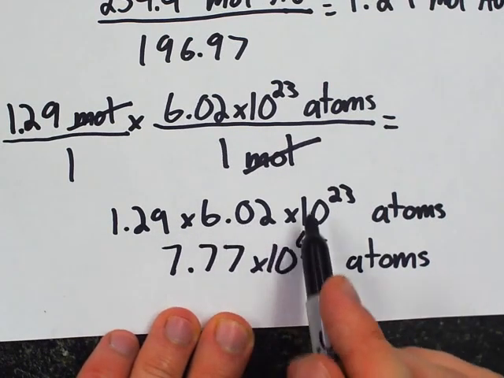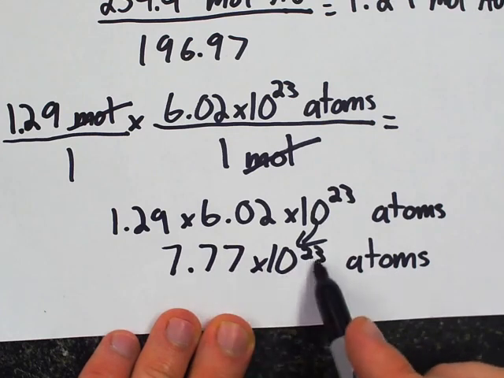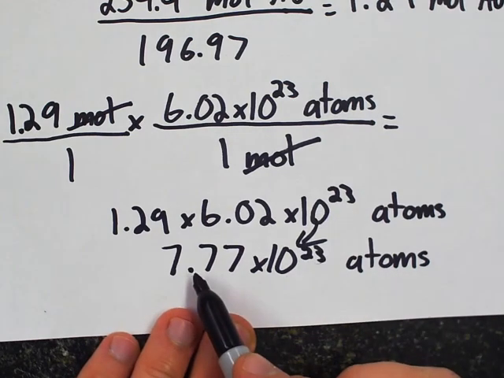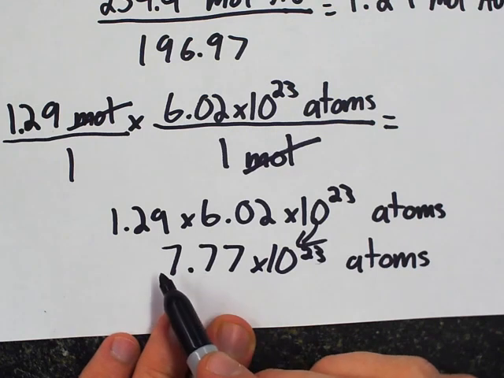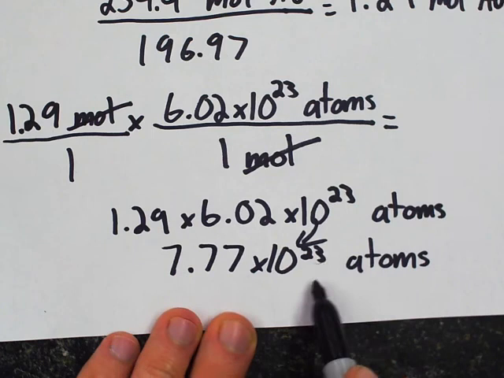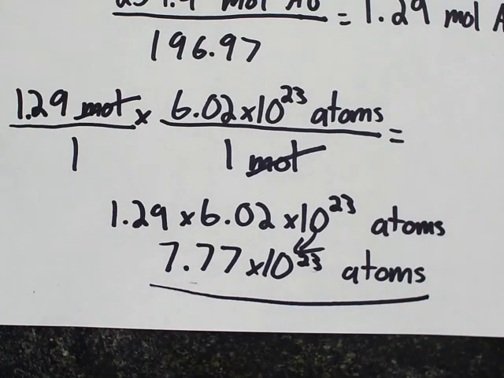So if I multiply across the top, I get 1.29 times 6.02 times 10 to the 23 comes out to 7.77 times 10 to the 23 atoms. That's in proper scientific notation because I've got one non-zero digit to the left of my decimal. Times 10 to the 23 is correct, and that's my answer.